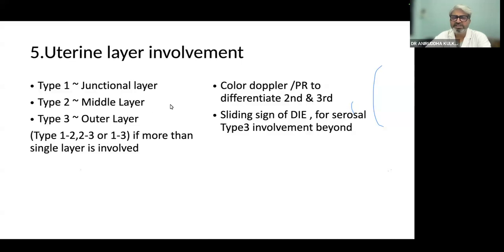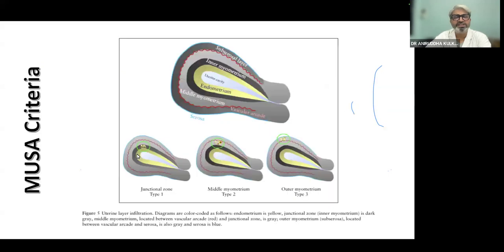In those patients where multiple layers are involved, sliding signs should be seen for deep infiltrating endometriosis. And whenever more than one layer is involved, we can label it as layer 1 and 2 is involved, 2 and 3 is involved, or 1-3 means 1, 2, 3 all are involved. So uterine layer involvement is a very important characterization.